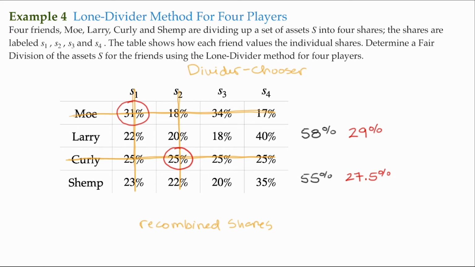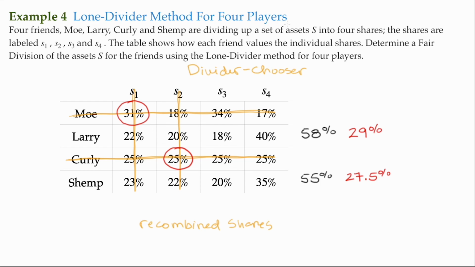Now, of course, this can be done again. Rather than Mo being awarded the first share, he's awarded the third share. And rather than Curly getting the second share, maybe he gets the first share. But whatever the results are, we recombine the remaining assets and then use the divider-chooser method. And this method works for any number of players. We've done it for 3 players. We've done it for 4 players. The same idea would be for 5 players.